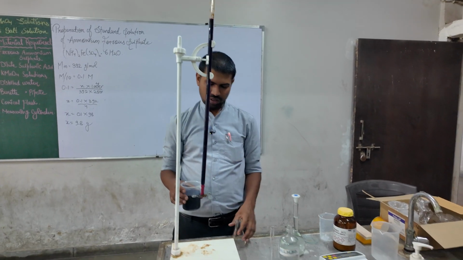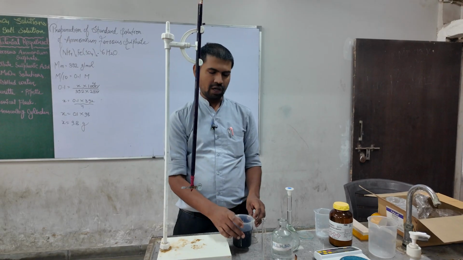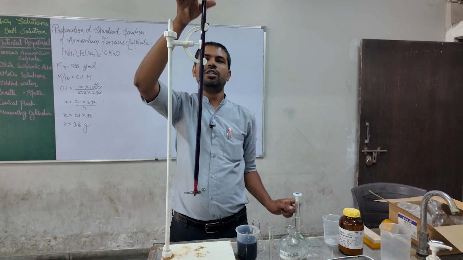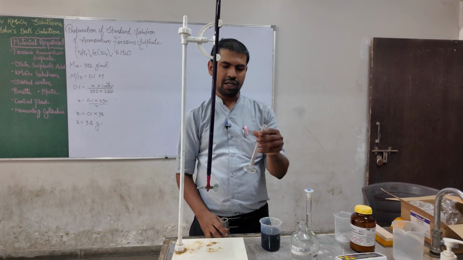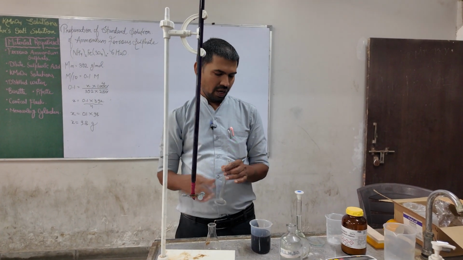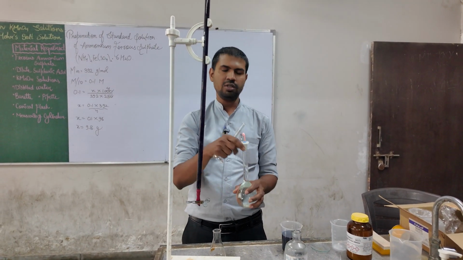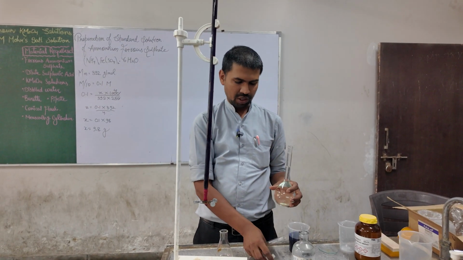Now this is a KMnO₄ solution. I already filled it into the burette. This is a burette. This is a conical flask. This is a 10 ml measuring cylinder. Okay, and we have a standard solution of ferrous ammonium sulfate.